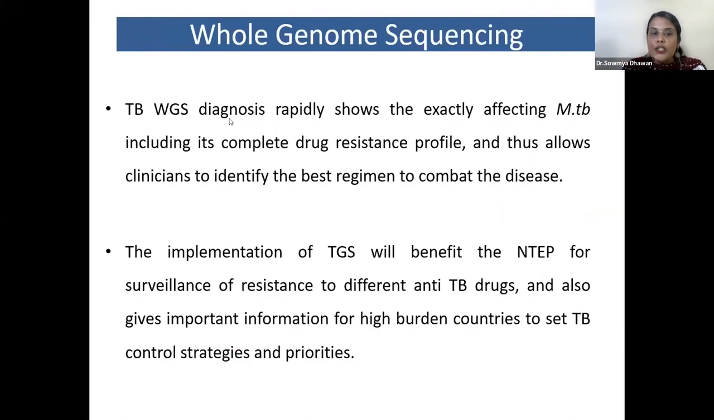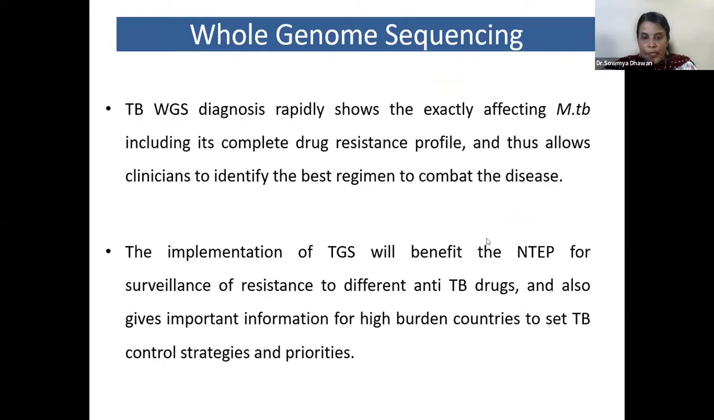Now coming to whole genome sequencing for TB diagnosis, TB WGS rapidly shows exactly which MTB is affecting the patient, including its complete drug resistance profile, and this allows the clinician to identify the best regimen to combat the disease. The implementation of WGS will benefit the NTP for surveillance of resistance to different anti-TB drugs, and also gives important information for high burden countries to set up control strategies and priorities.